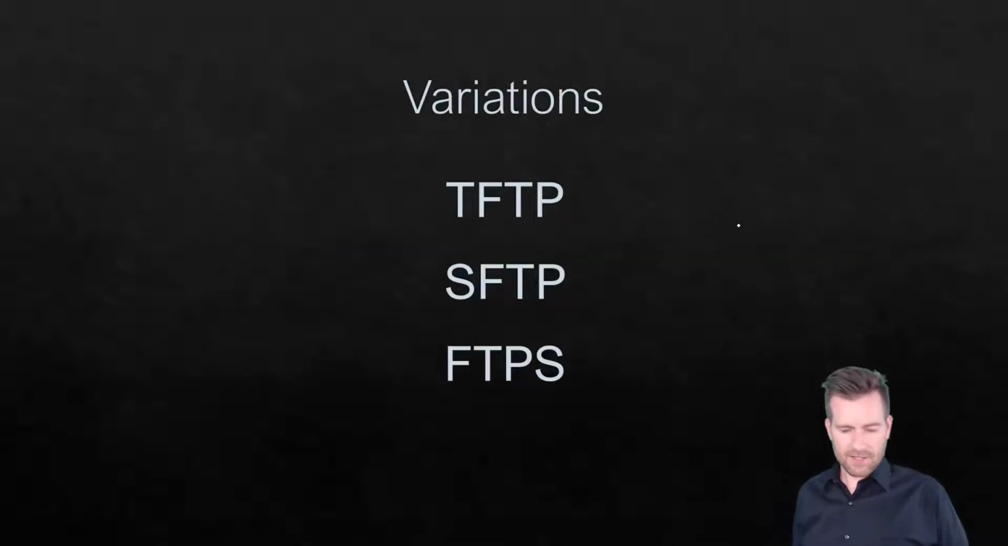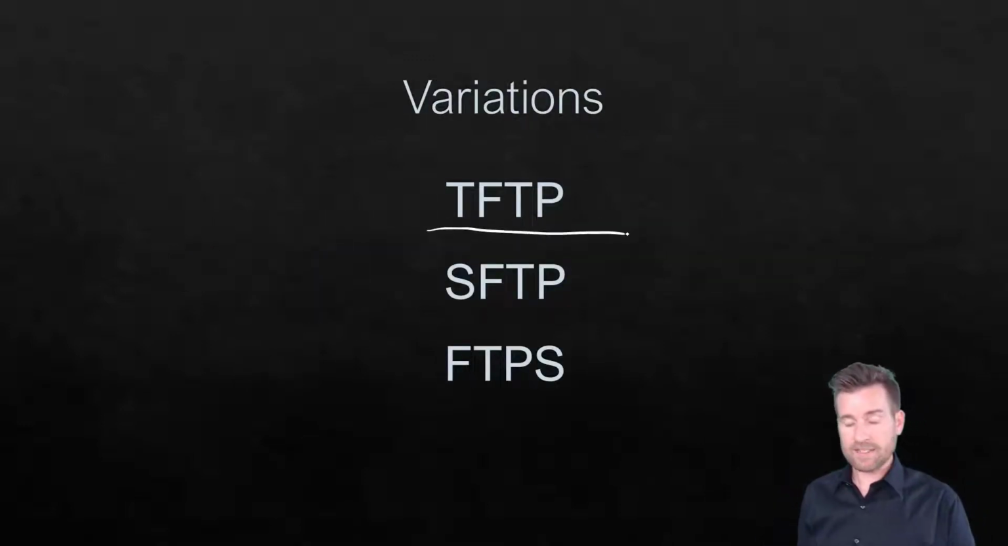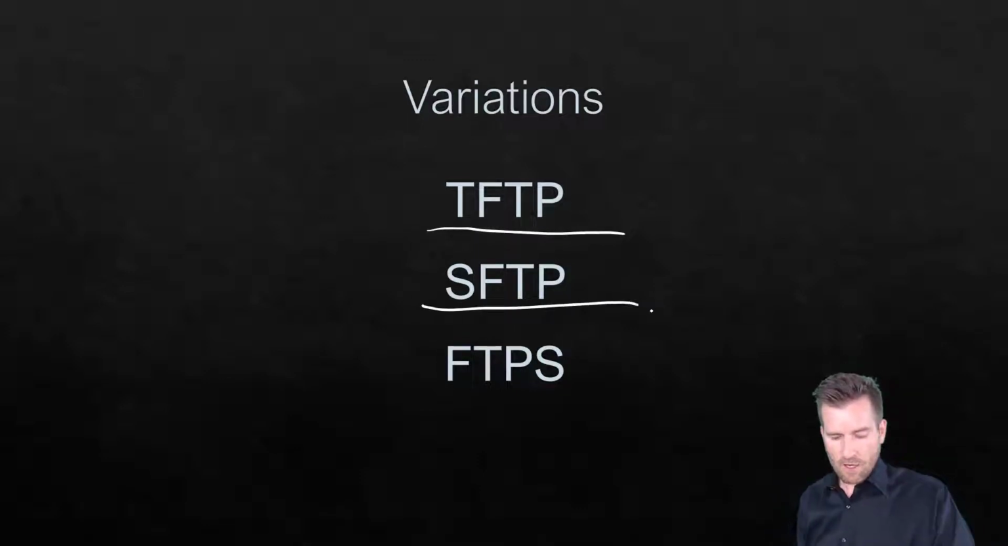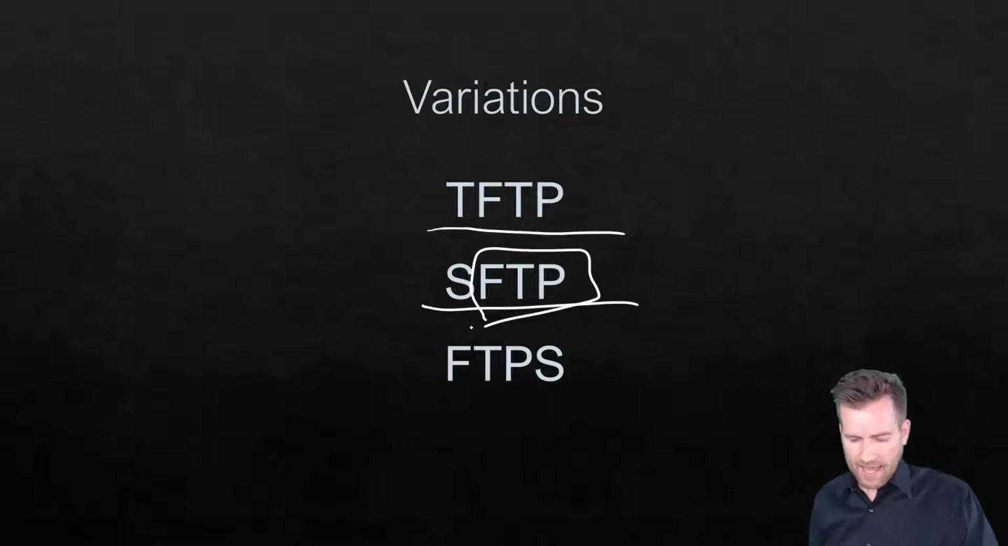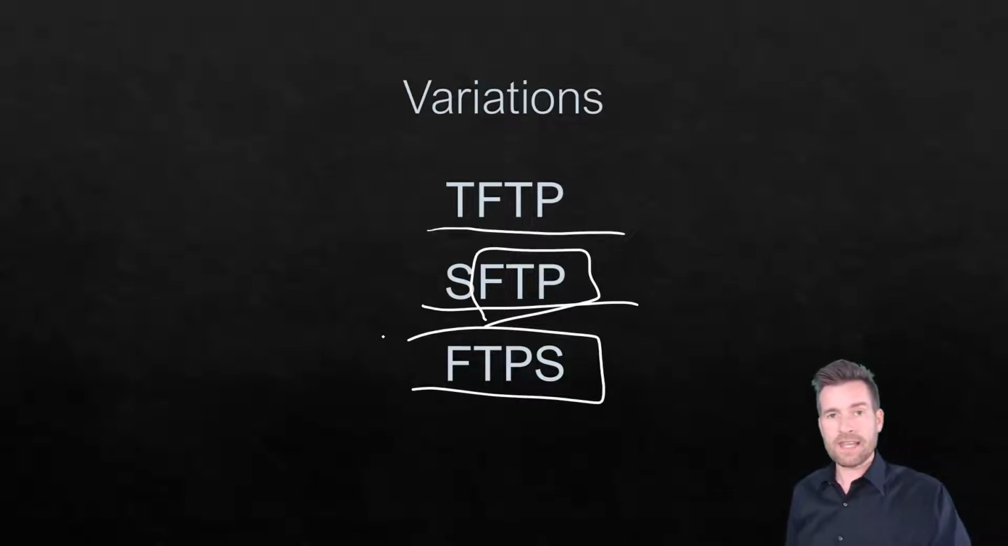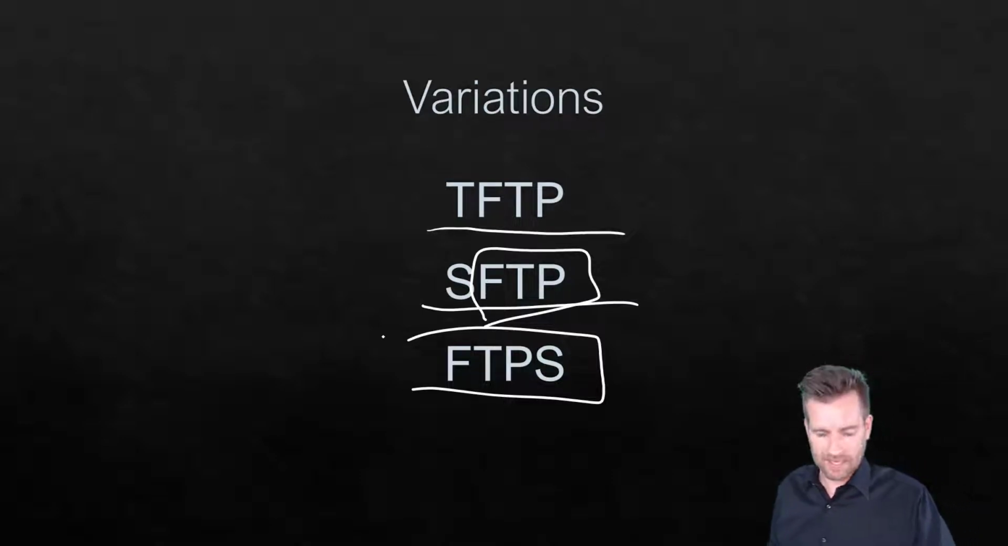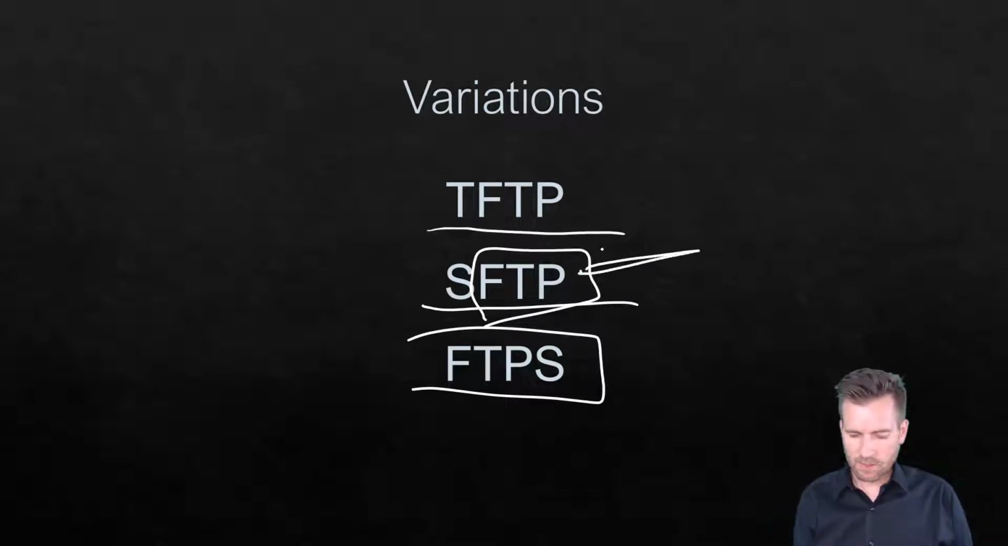There are some variations to it, such as TFTP, Trivial File Transfer Protocol. There is SFTP, which is SSH FTP. Essentially it's FTP, but it uses SSH to transfer those files. And FTPS. FTPS is FTP Secure or FTP over SSL, although once again, we really don't use SSL. It's not considered secure anymore, so we use other protocols such as TLS, but we have FTPS. I don't see this one all that often.